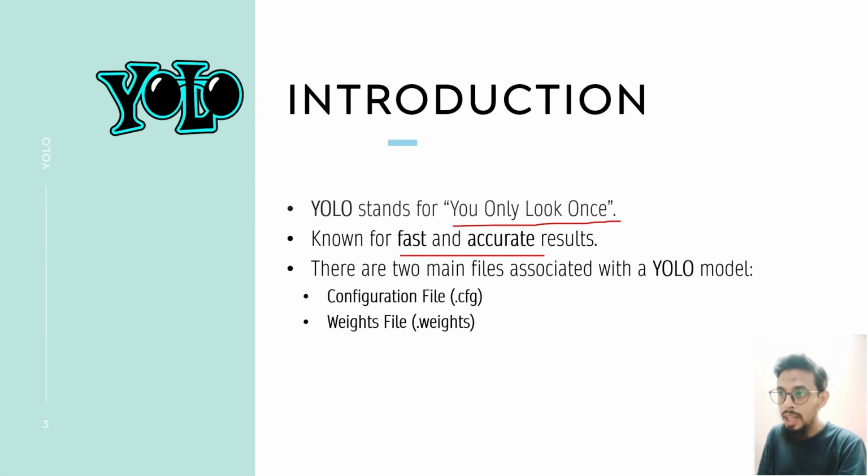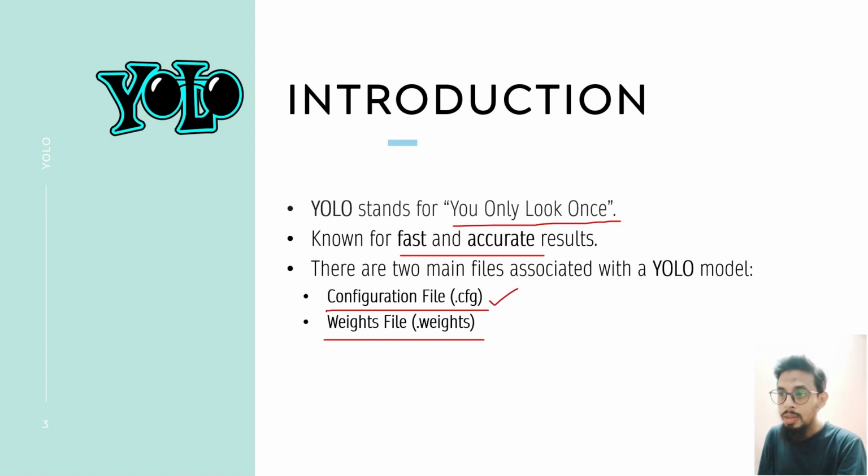So there are two files associated with a YOLO model. First one is the configuration file and second one is the weights file. Before actually training a YOLO model, we have to first prepare this configuration file. This file contains all the neural network and layers information and how they connect. It also contains the type of image, whether it should be a black and white image or a colorful image, and what the resolution is. All this information is considered before actually training a YOLO model.